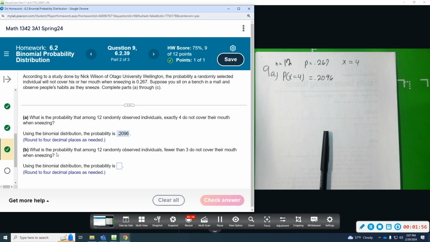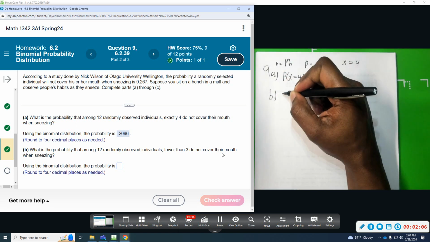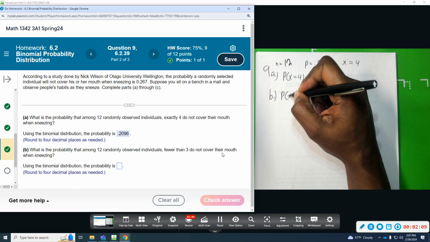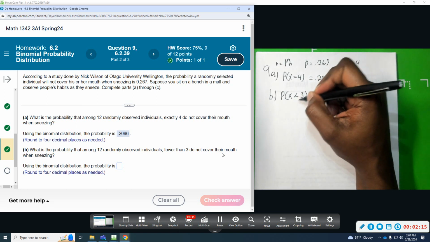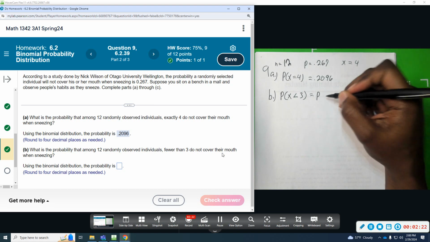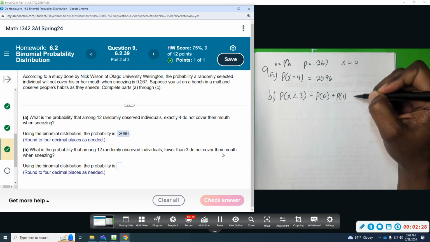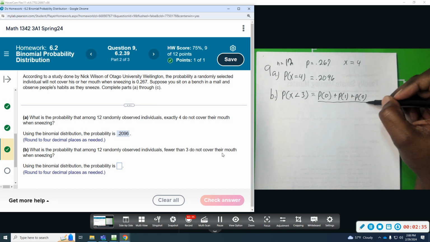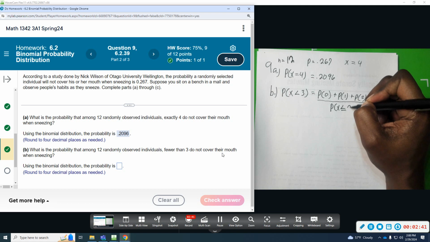All right, part B, we want to know the probability that fewer than 3 do not cover their mouth. Usually with the probability tables, if we had X less than 3, the table only shows less than or equal to. So you need to translate what that equals to. Less than 3 would be 0, 1, or 2. So if you were using the table, this is the same thing as saying the probability that X is less than or equal to 2.